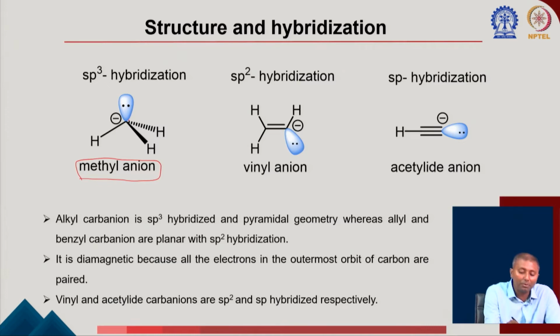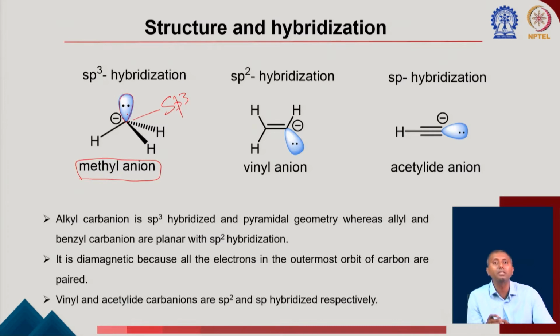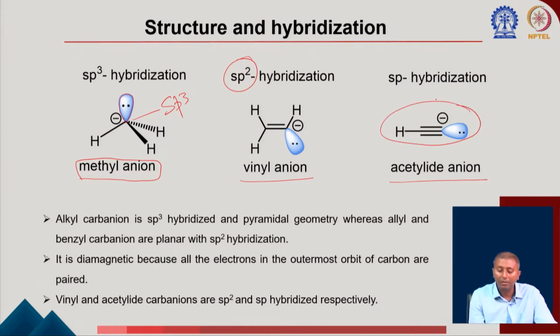Now if you talk about the methyl anion geometry, it has sp3 hybridization, so it has a pyramidal shape. One of the sp3 orbitals has this electron pair, and it is forming the 3 bonds with the 3 hydrogens. Once you go to the vinyl anion, this will be sp2 hybridized. Once you go to the acetylide anion, it will be sp hybridized. In case of sp2 and sp hybridization they have a planar structure, but in case of sp3 it has the pyramidal structure.